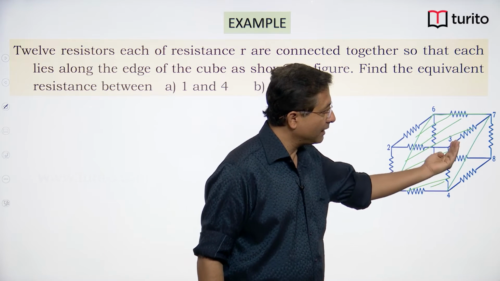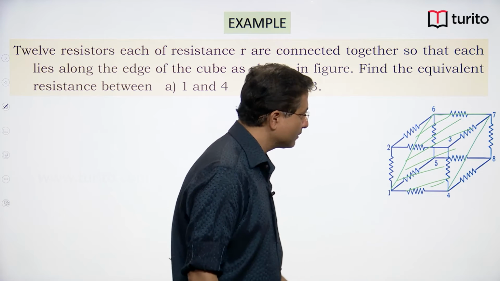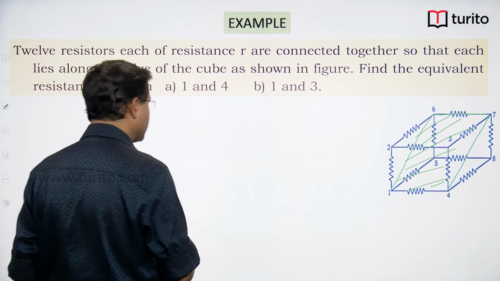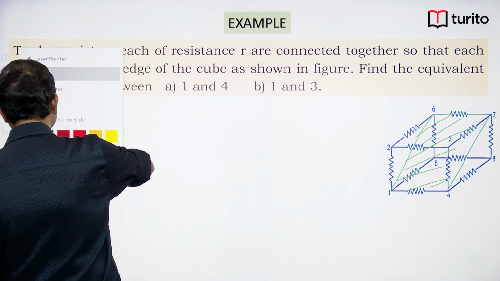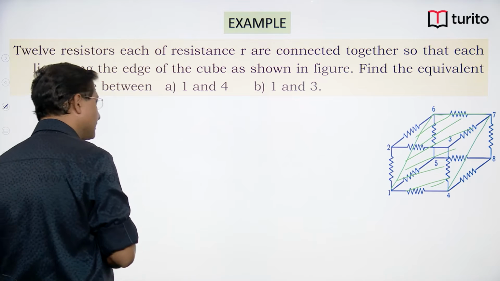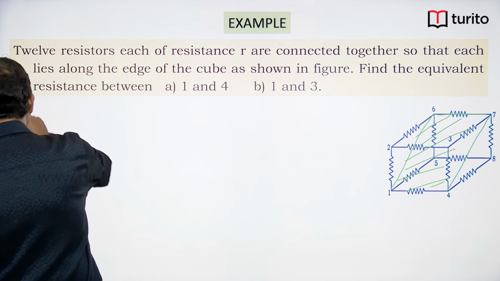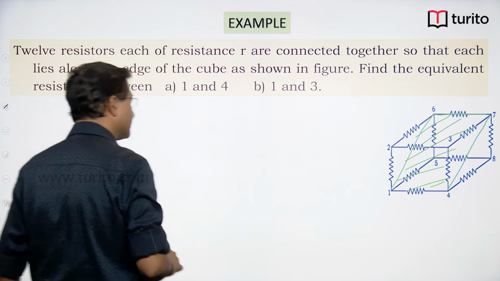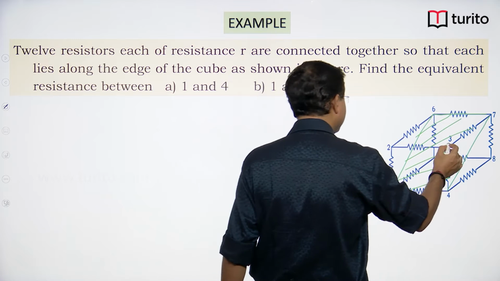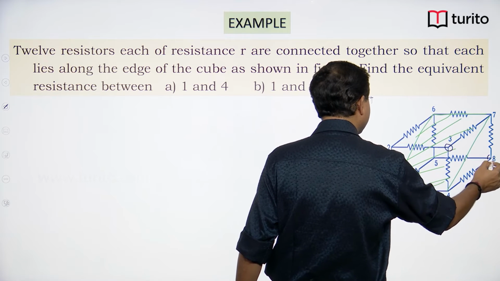So above and below we have got a similar circuit. If that is there, then I can say that the potential at 3 and 8 will be the same.